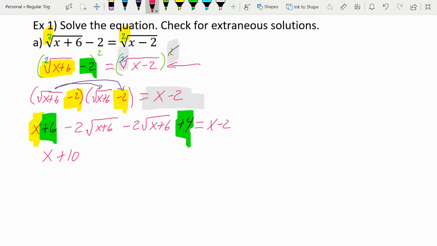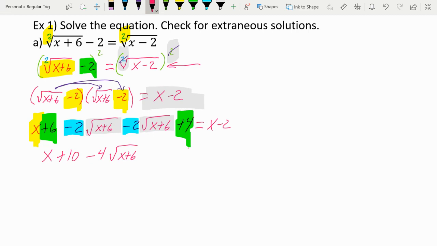Now, do I have any other like terms? Yes, I do. Square root of x plus 6, square root of x plus 6. Those are like terms. So what am I going to do? I'm just going to combine the negative 2 and that negative 2. So negative 2 minus 2 is negative 4 times the square root of x plus 6. All right, so I combined all my like terms on the left side.